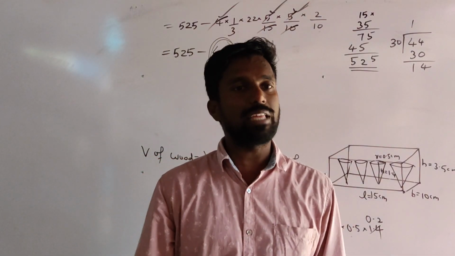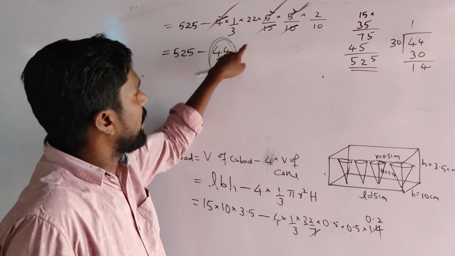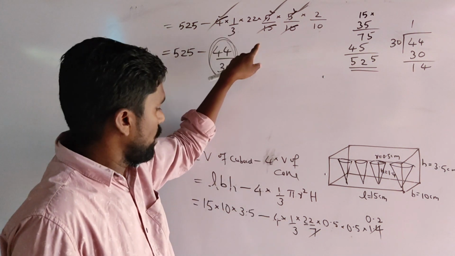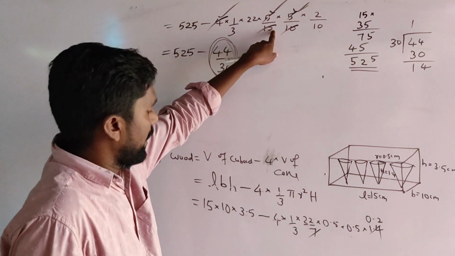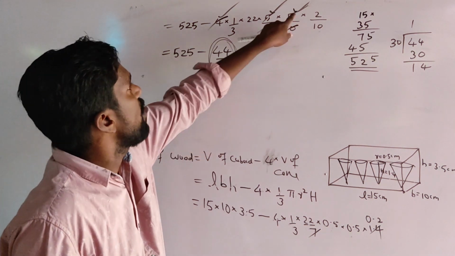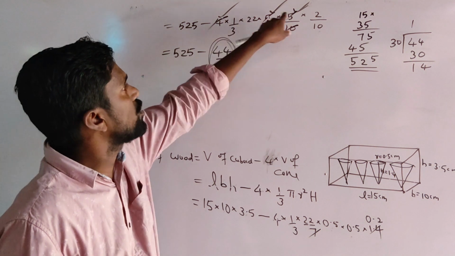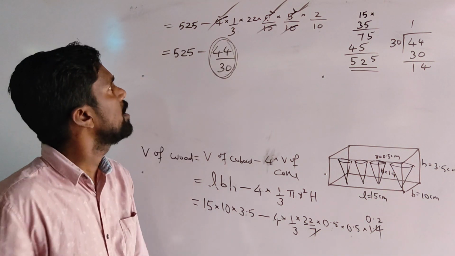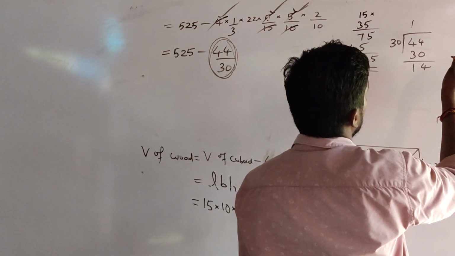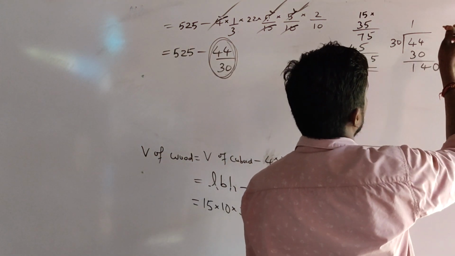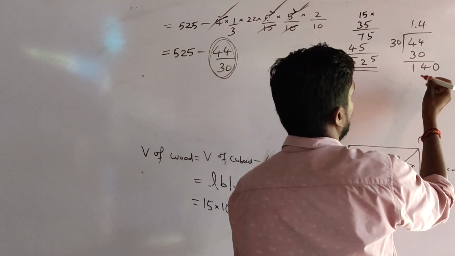Okay, so we got the answer. 525 minus 4 into 1 by 3 into 22 by 7. That 7 cancelled with this 1.4. So 5 by 10, 5 by 10, 2 by 10. 5 into 5, 25. 25 into 4, that is 100. So top 100, bottom 100 cancel. So what is 44 by 30? So 1 0 you can put here. So 4 into 30, that is 120.